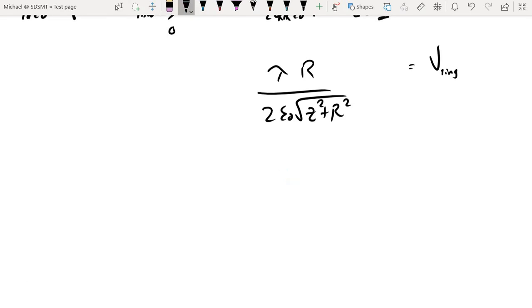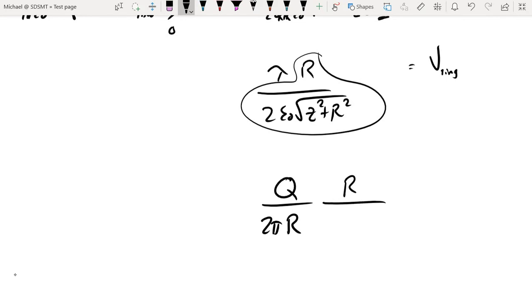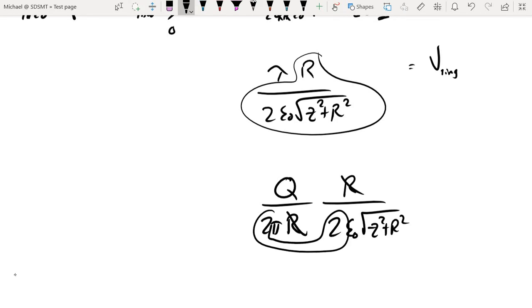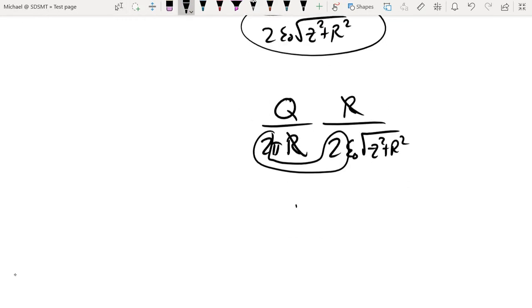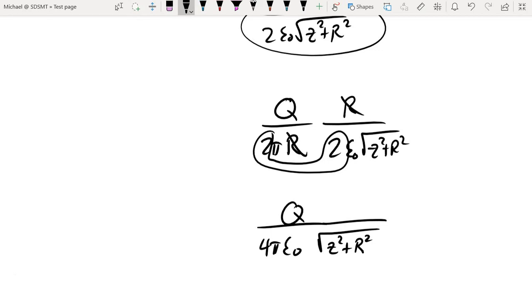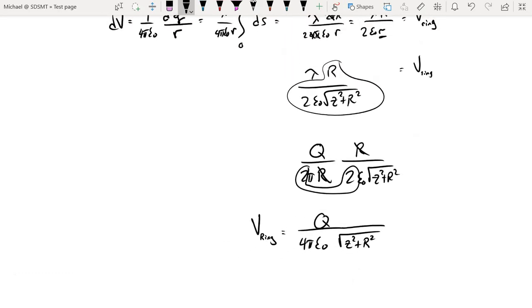Q over 2 pi r. So that's our lambda value. And then we've got all this other stuff: r over 2 epsilon root z squared plus r squared. So the r's cancel, and we have our 4 pi epsilon naught, and then we have root z squared plus r squared. So there is the potential that is produced by the ring of charge.